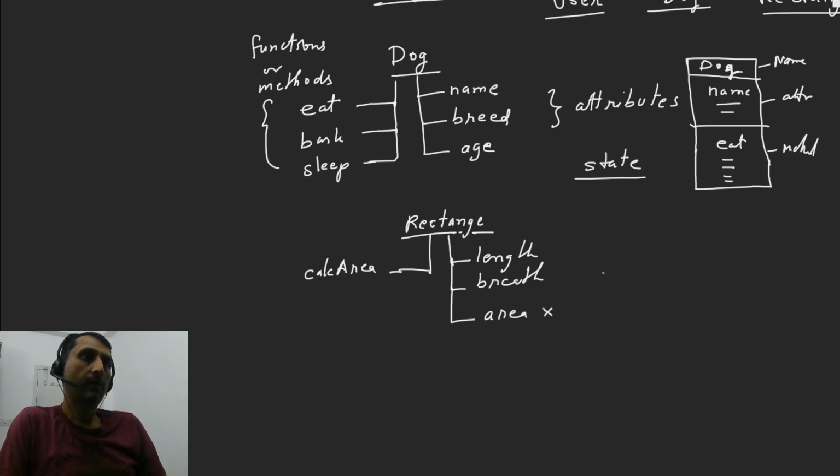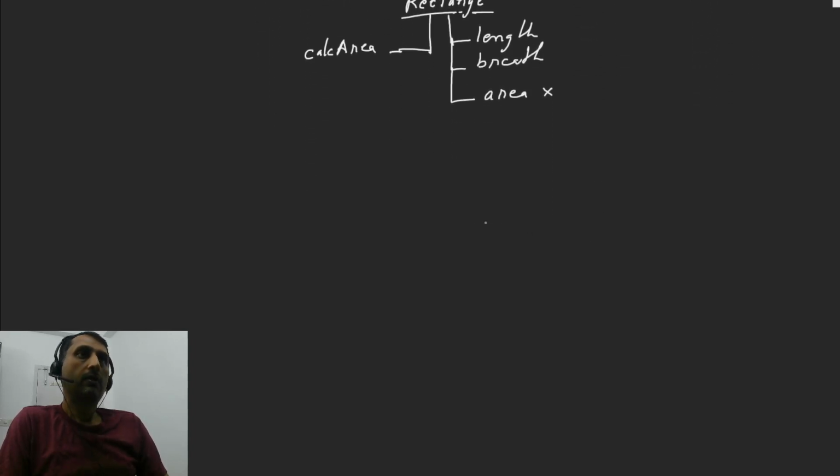So how are these objects created and how are they managed by a program? A program does not know what is a rectangle object, what is a dog object. So to let the program know about these objects, we have to classify these objects. So that's why we have class. Class is short form of classification. So it classifies the object.